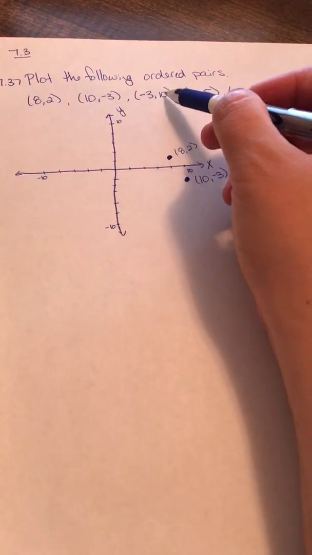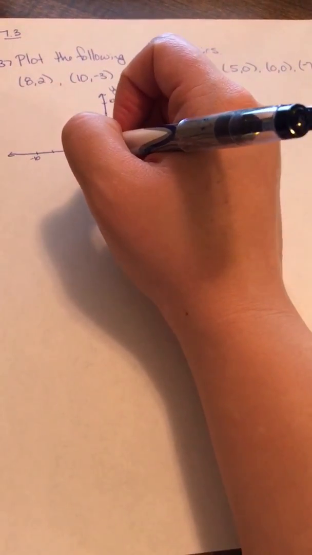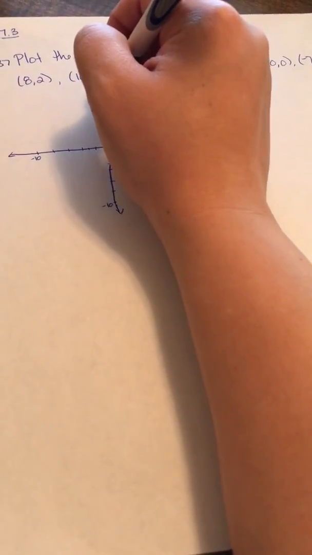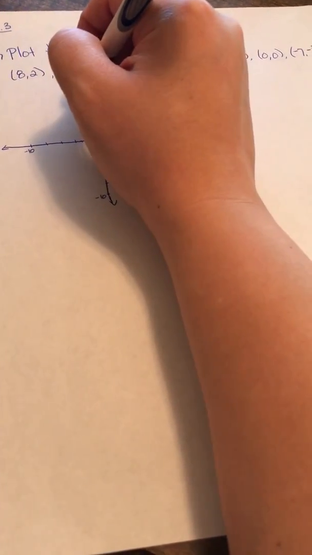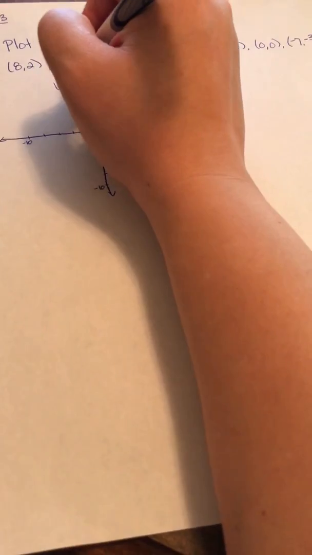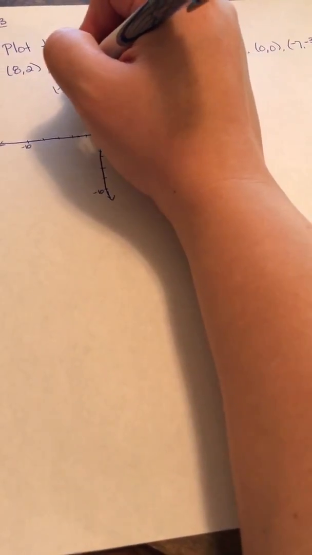You've got -3, 10. So if it's negative on the X, you go left first. So there's 2, there's 4, so -3 is in the middle, and then up to 10. I've got it up here 10 since I counted by 2, so -3, 10's here.